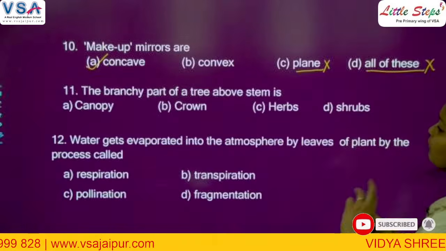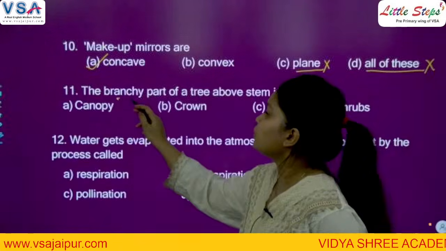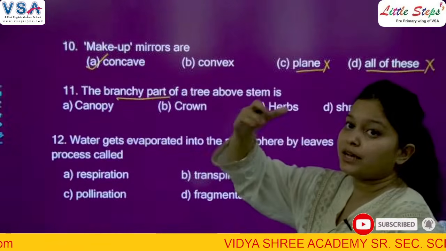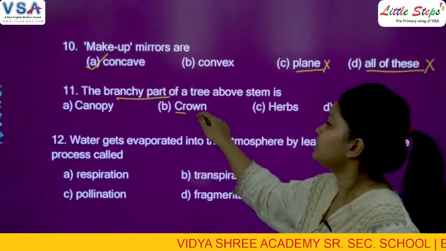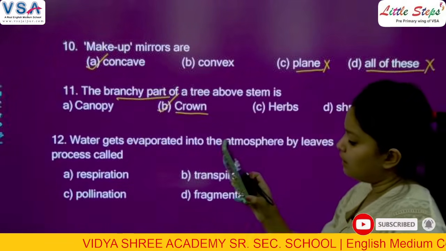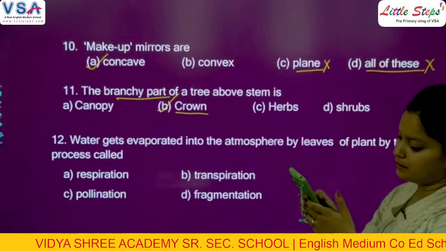Moving on to 11th MCQ. The branchy part of a tree. Tell me the branchy part. The topmost part of the tree. What do we call it? What do we also put on our head? What do we call the upper part of the tree? Crown. Yes.